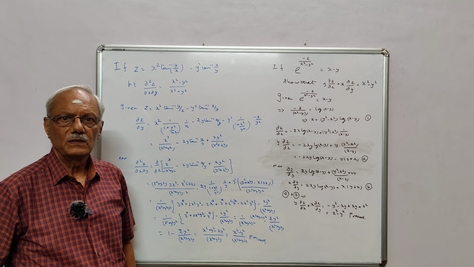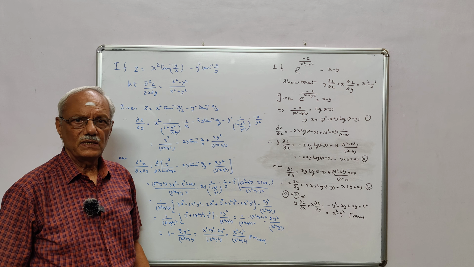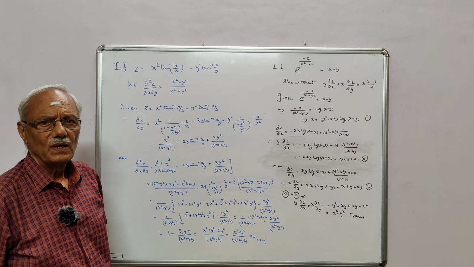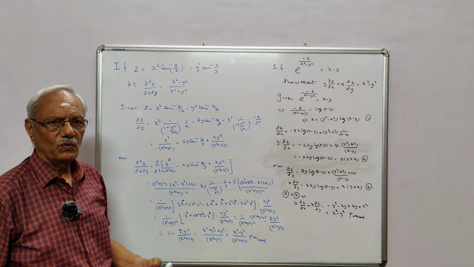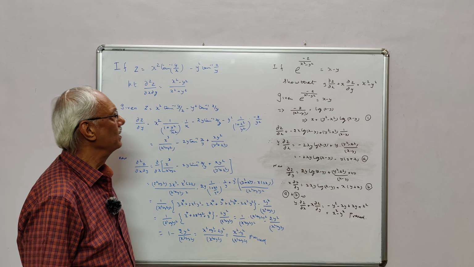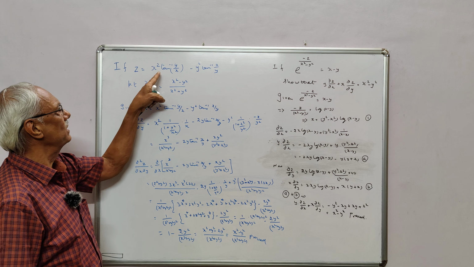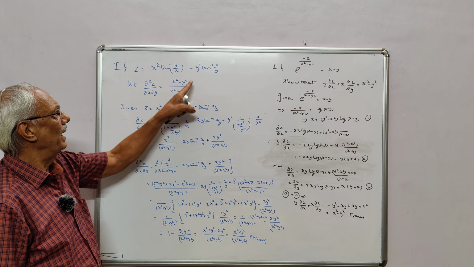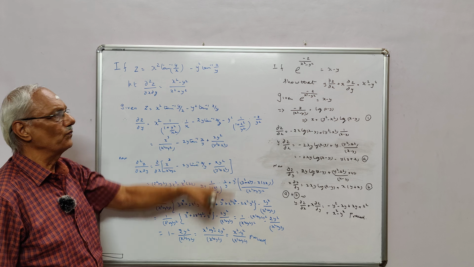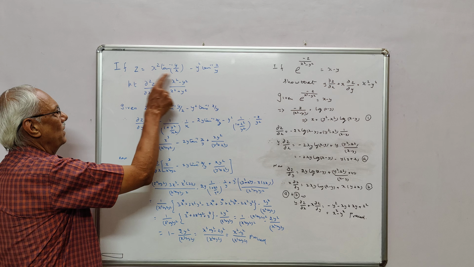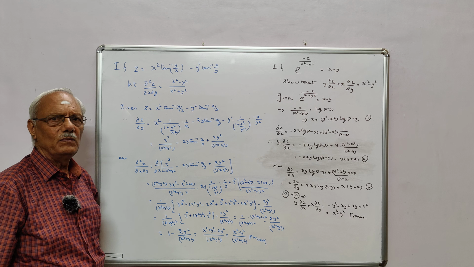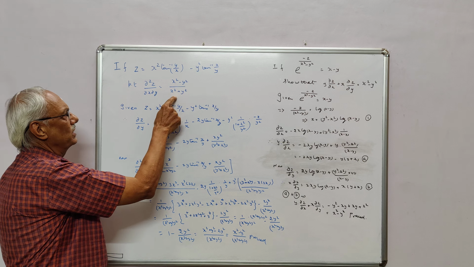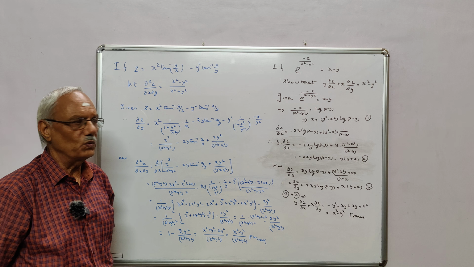I continue with finding the partial derivatives of a given function and proving results, whatever we are asked in the problem. Now here you are given z is equal to x squared tan inverse of y by x minus y squared tan inverse of x by y, and we have to prove the result, namely del squared z by del x del y is equal to x squared minus y squared divided by x squared plus y squared.